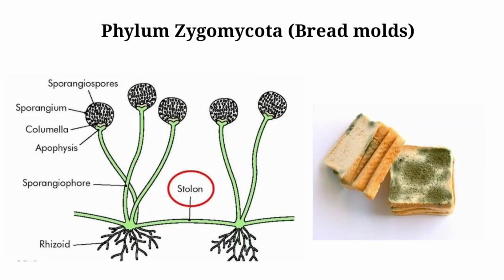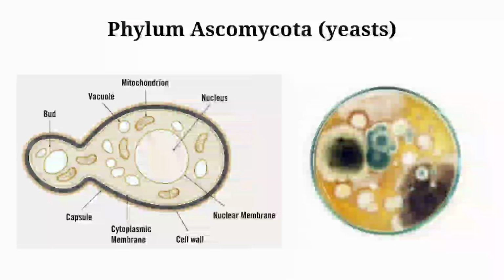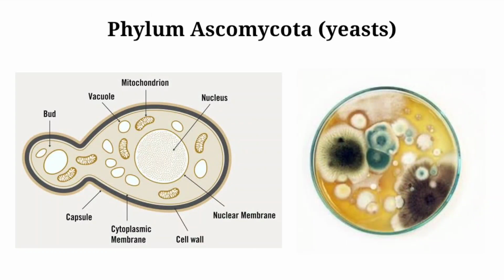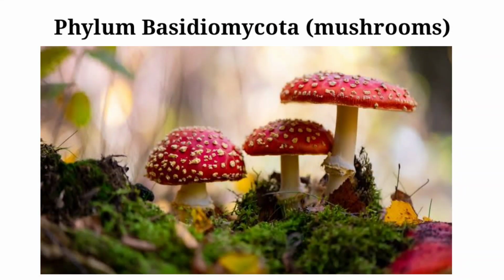The major phyla in this kingdom include Phylum Zygomycota, which includes the bread mold. And then we also have Phylum Ascomycota, where we have the yeasts. And then we finally have Phylum Basidiomycota, which is the mushrooms.